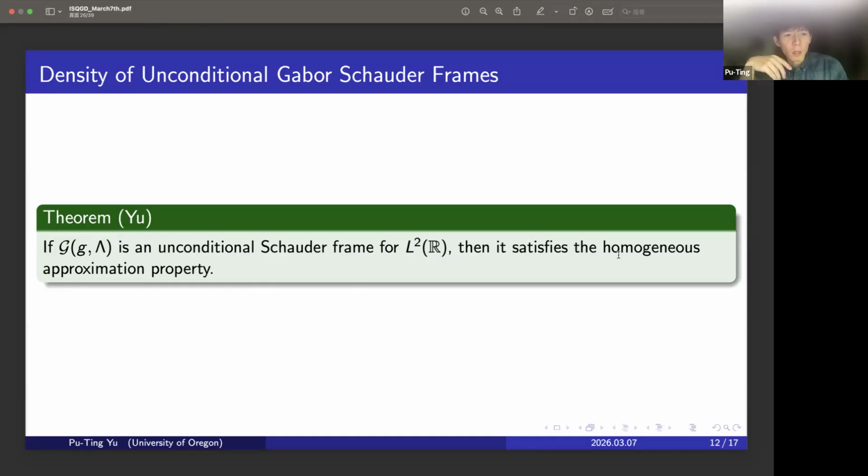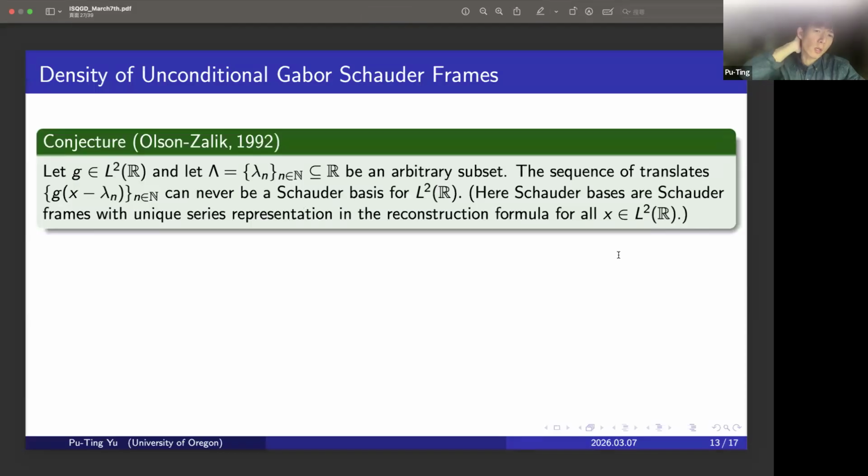Next, I want to talk about some application of this density result. The application I want to talk about is the so-called Olsen-Zlatanov conjecture. This conjecture was proposed back in 1992 by Olsen and Zlatanov. What they conjectured was that if you take some non-zero function g from L^2(R), and once again consider an arbitrary countable subset of R, then the sequence of translates g(x - lambda_n) can never be a Schauder basis for L^2(R).